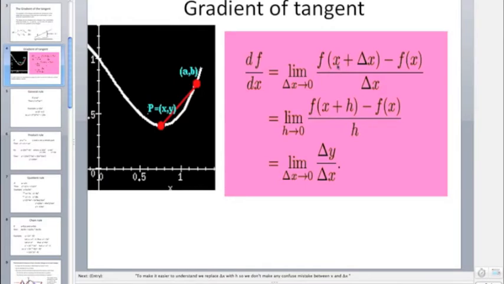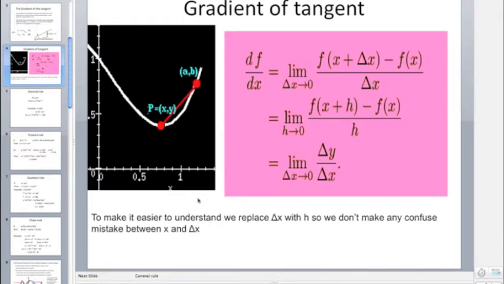In this part we can see that f(x plus delta x) minus f(x) stands for the rise, and delta x stands for the run. So to make it easier to understand, we replace delta x with h, so we don't make any confusing mistake with x. We get this result, as delta x is approaching 0, and delta y over delta x is the same thing as we proved in the previous slides.